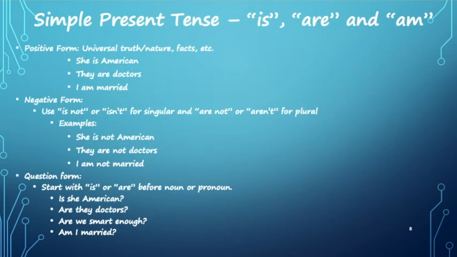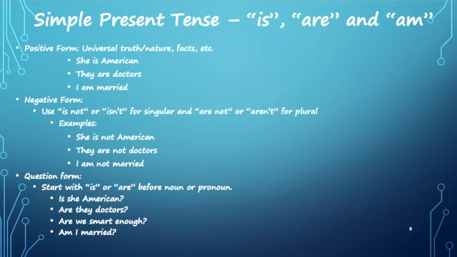Simple present tense and the use of is, are, and am. There are three forms of sentences: positive form, negative form, and question form. In the case of positive form, we usually talk about universal truths, nature, facts, etc. She is American. They are doctors. I am married. So we use am with I, are with plural, is with a single person.